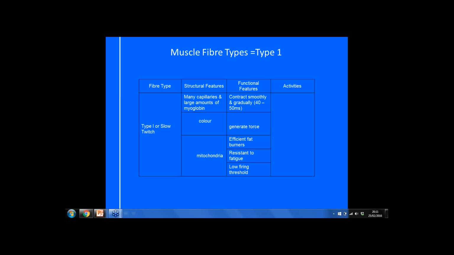It's long duration. So on here, it's classed as slow oxidative. If you ever come across this word, it just means it's slow twitch and it uses oxygen. That's it. That's all it means. They have loads of blood flow, loads of capillaries, and that makes it red in colour. So link redness to type 1. Also, loads of mitochondria. Now, mitochondria is the powerhouse in our cells that creates energy using aerobic. So it's creating ATP in your mitochondria.